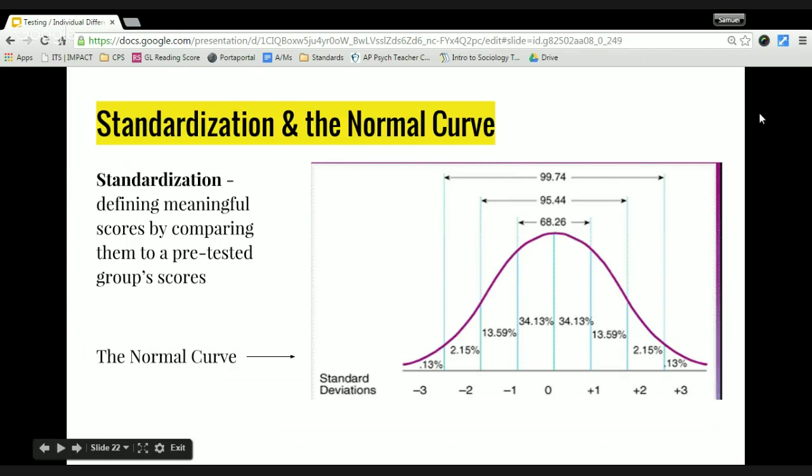When you standardize something, you give a preset group of people, a small group of people that are representative of your population, the test. Those people take the test, and you compare the range of their scores. And you define what is a meaningful score on an exam using those people's scores. So, for example, let's talk this through using your AP test. You all take the AP test in May.